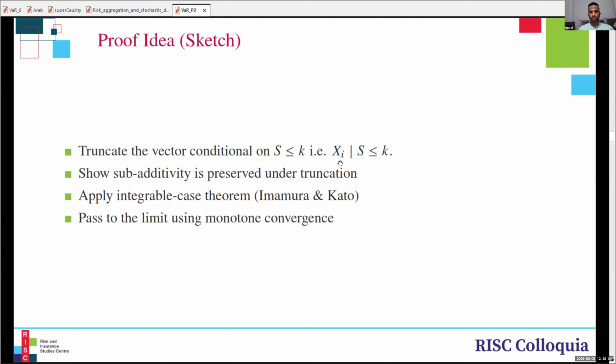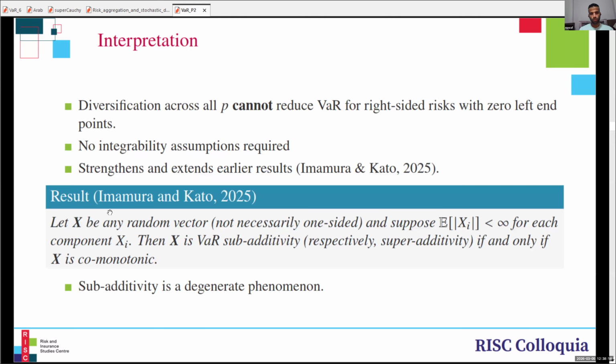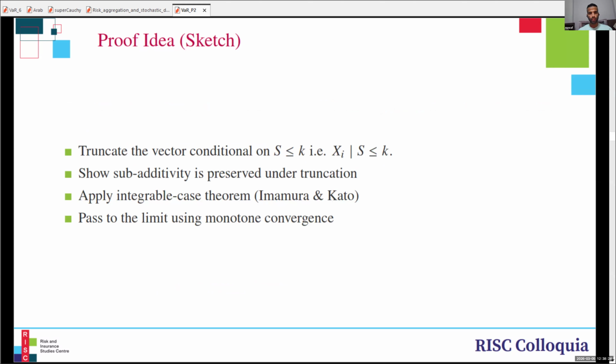And after that, we know that once we truncate the random vector, its expectation is finite, right? So it's integrable. And now we're back to the result by Imamuro and Kato. That means we have x being comonotonic and var is additive. Then we can take the limit of k going to infinity, and we recover the original vector and the original joint distribution, which must also be comonotonic.